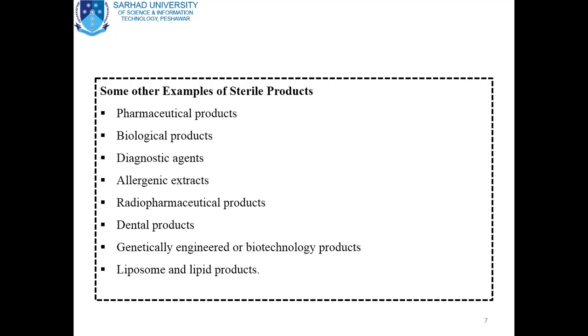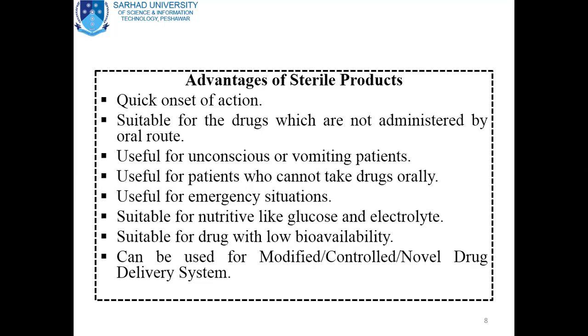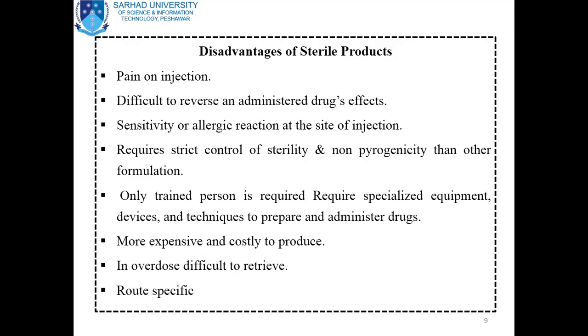Some examples of the sterile products. Advantages of the sterile products, that is why we prefer sterile or parenteral products, and some of the disadvantages of the parenteral products, that is, what are the difficult problems associated with using this type of dosage form.